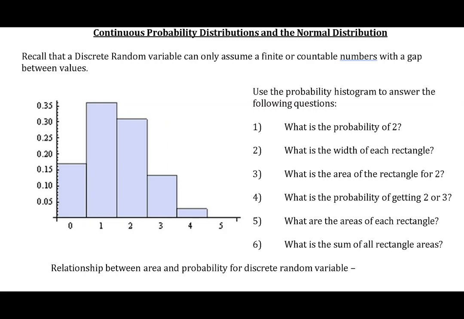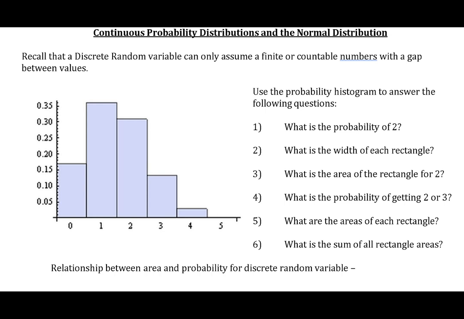Hello, in this video we're going to look at the continuous probability distributions and an introduction to the normal distribution. We will also look at the standard normal distribution table to try and figure out the area under the curve for a given z-score interval.